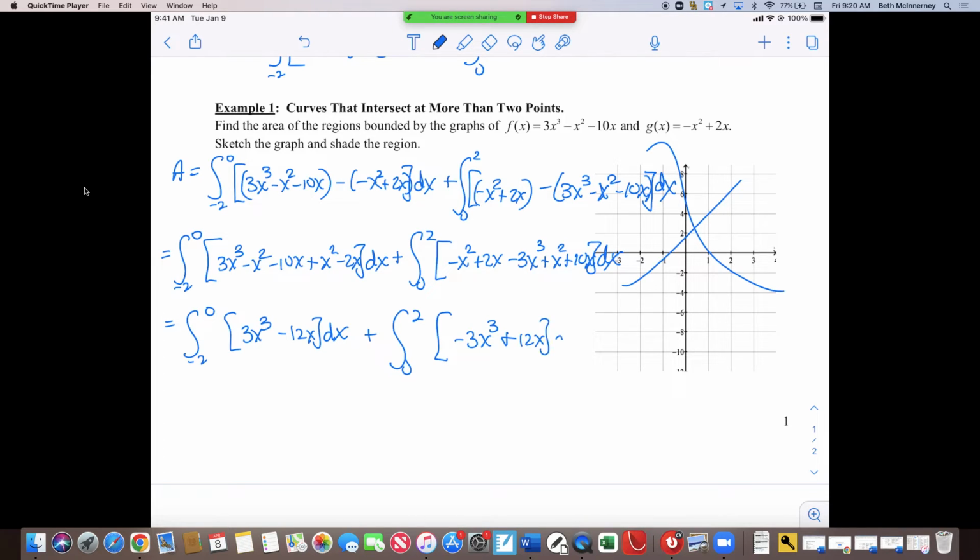All right, so check this step right here, that when you simplified the first integral, you end up with 3x cubed minus 12x on the inside. And on the second one, you should get negative 3x cubed plus 12x on that inside. Did we get that okay? All right. Are we still working? Okay, keep working.